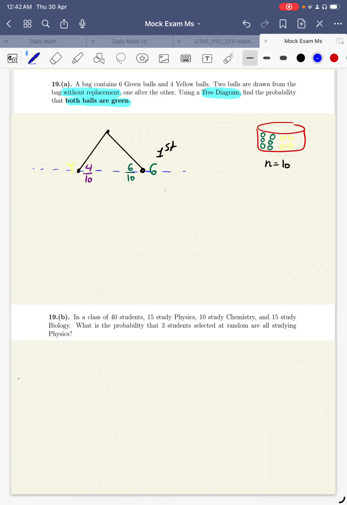Now let's go to the second draw. In the second draw again I'm going to have two possibilities. بيكون عندي احتمالين. Right? So each branch is going to have 2.